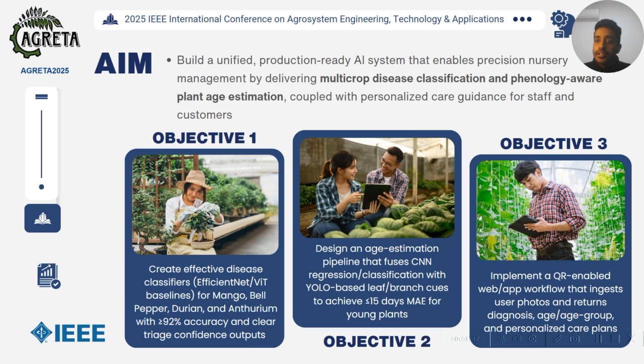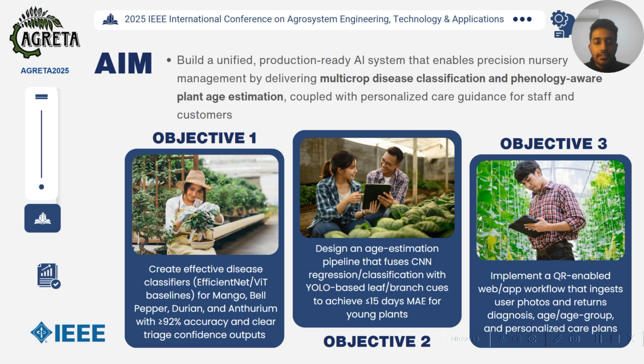The aim: what is BotanyBuddy? It builds a unified, production-ready AI system that enables precision nursery management, delivering multi-crop disease classification and phenology-aware plant age estimation. Those two AI models work simultaneously, guiding care for the nursery staff and also the customers who benefit from it.